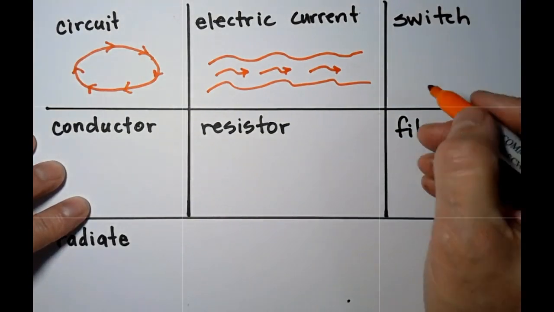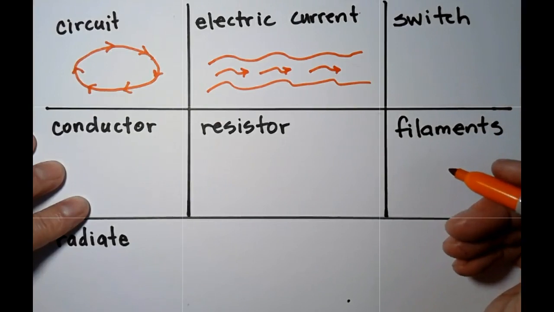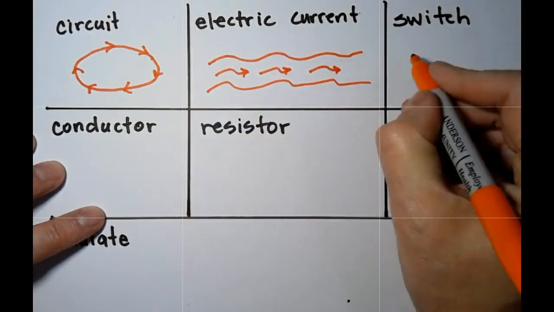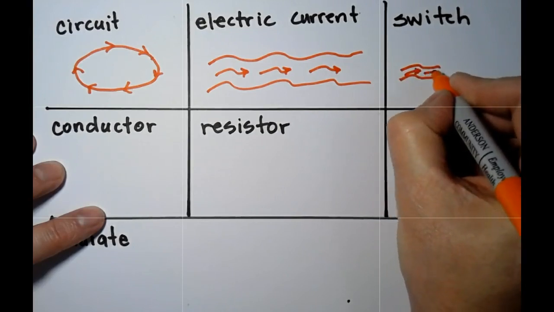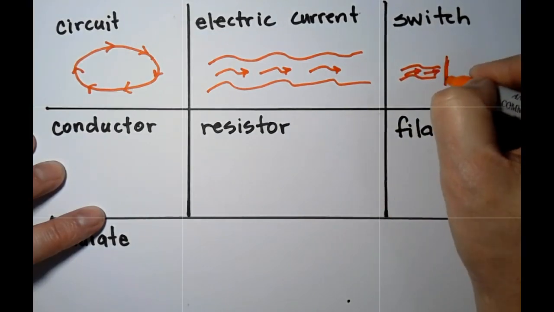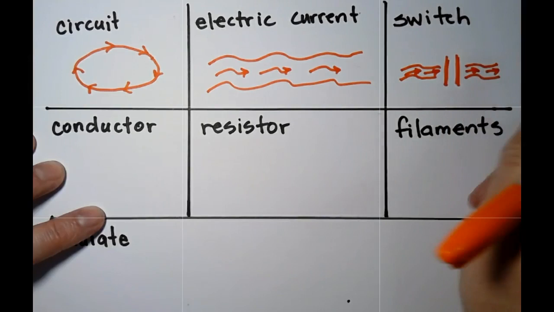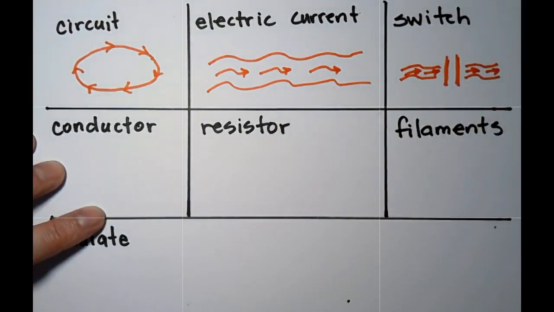The third word that we had on the first day was switch. And a switch is a part of a circuit that starts or stops the flow of electric current. So if you have your current flowing through the switch, and the switch is a brake that may turn that off, and if we take the brake away, then that allows the current to continue forward.